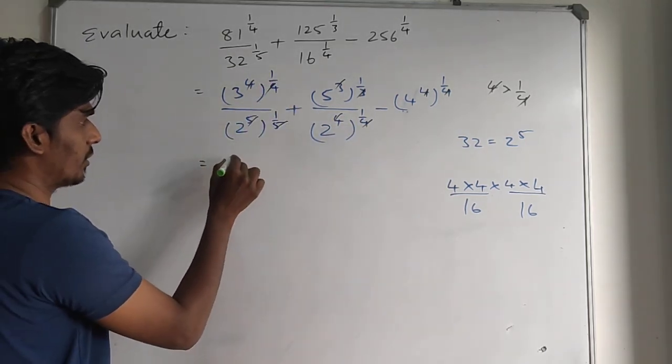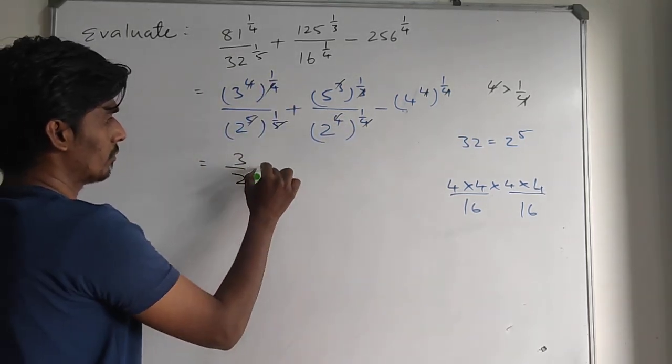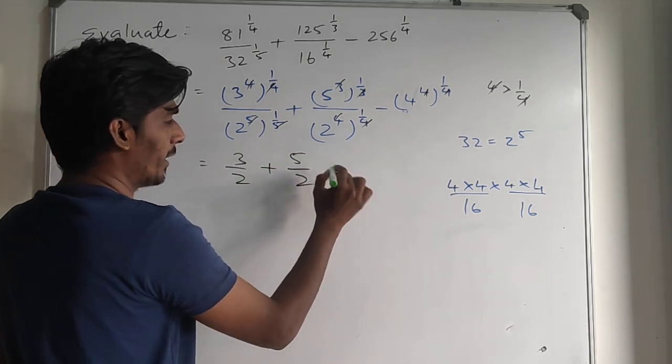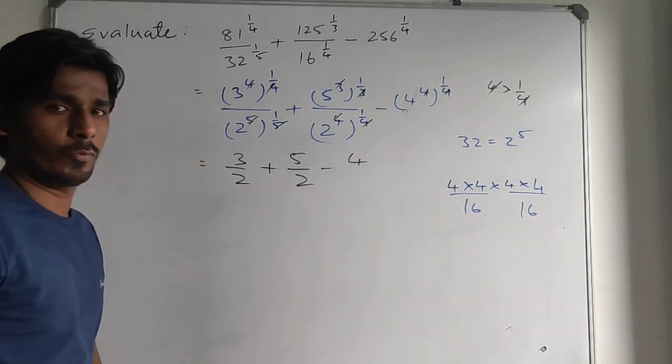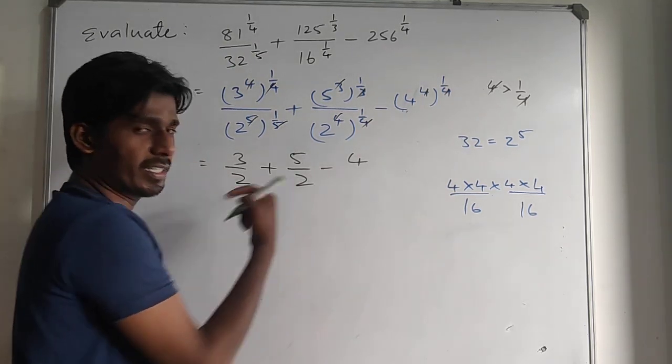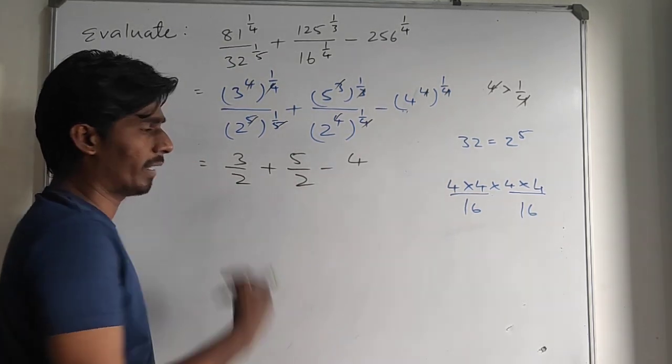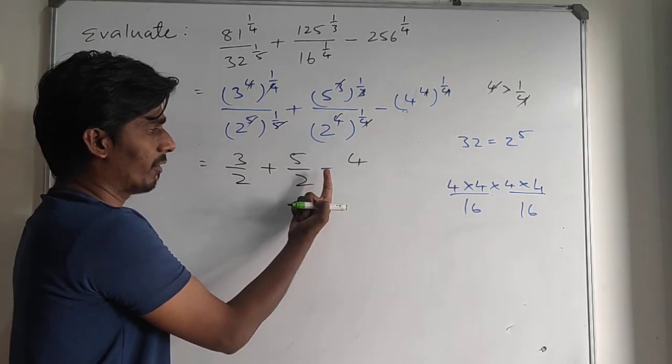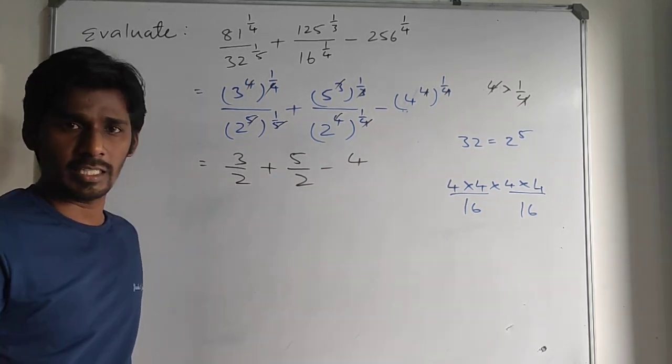So the only remaining thing is what? 3 by 2, 5 by 2 minus 4. Now we can't cancel this 2 and 4. Why? Because there is a minus sign in between. We are not supposed to cancel any number having a negative sign or positive sign in between.